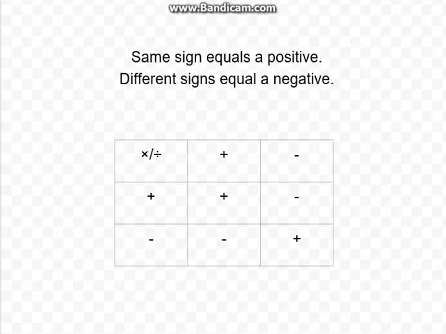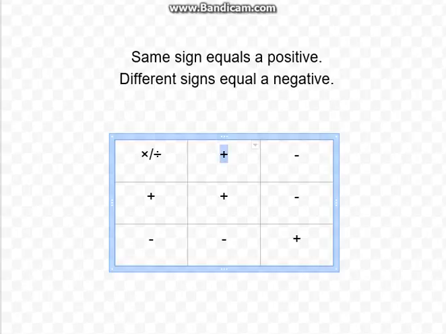So to help you remember these techniques, you can use two different strategies. Number one is just general rules. This means that you remember what I already taught you and understand that the same sign equals a positive and that different signs equals a negative. Also, you can use a chart to help you understand. This chart will tell you exactly what the sign will be.